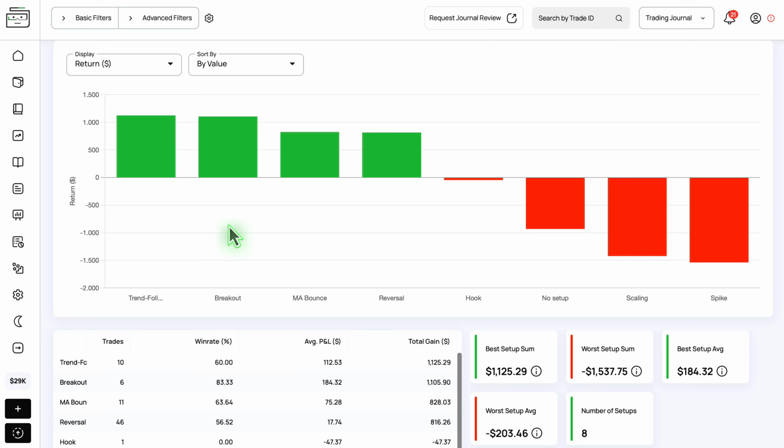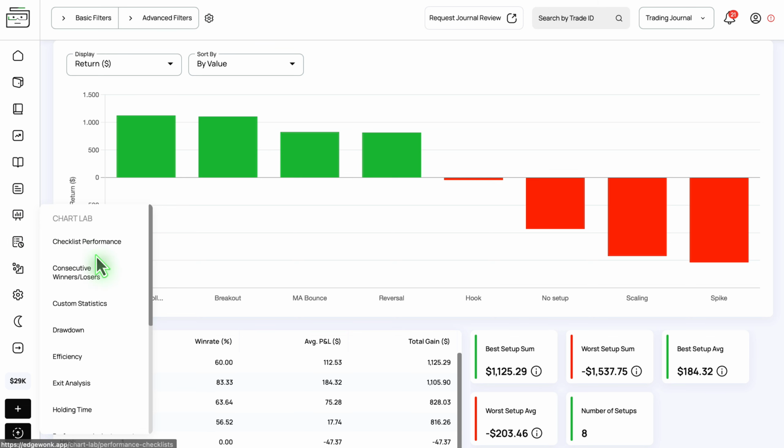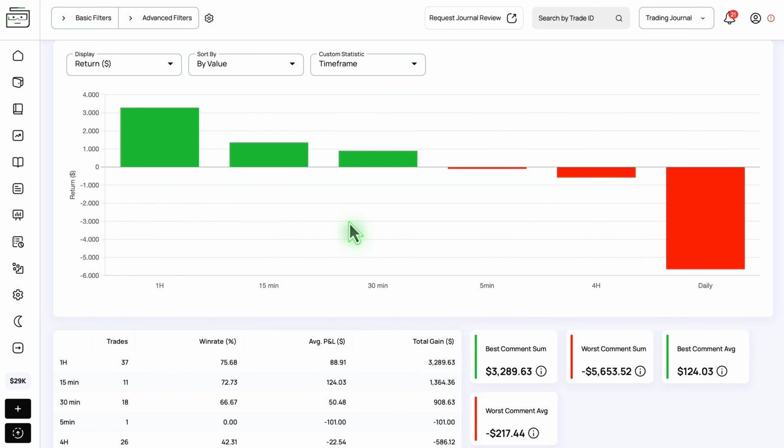Another area for outlier detection and for identifying outliers is in the chart lab under custom stats. A lot of traders use the custom stats in the Edgewonk journal because it's one of the most powerful features. So here, for example, we have a custom stat that is called time frame. And we can clearly see that the 1 hour time frame is performing exceptionally well. Whereas here, the daily time frame, where he has a decent sample size of 26 trades, is underperforming significantly.